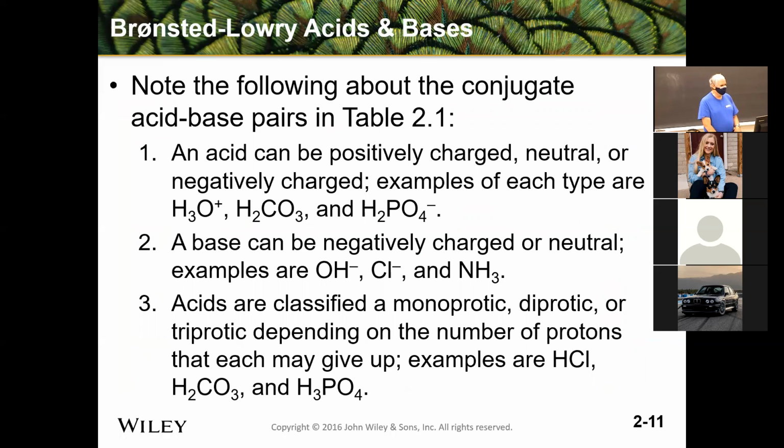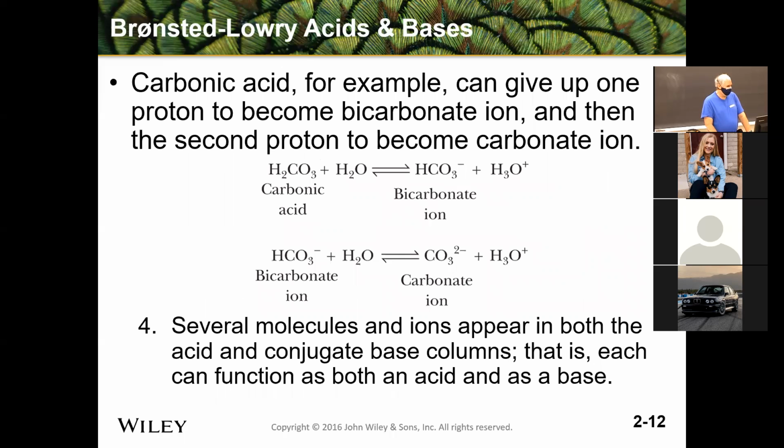An acid can be positively charged, neutral, or negatively charged. These are some examples. A base can be negatively charged or neutral. Okay, I can't think of any examples of those that are positively charged. Because if a species is positively charged, like NH4 plus, it's going to repel an H plus ion. Diprotic acids can give up 2 protons. Triprotic can give up 3 protons, one at a time.